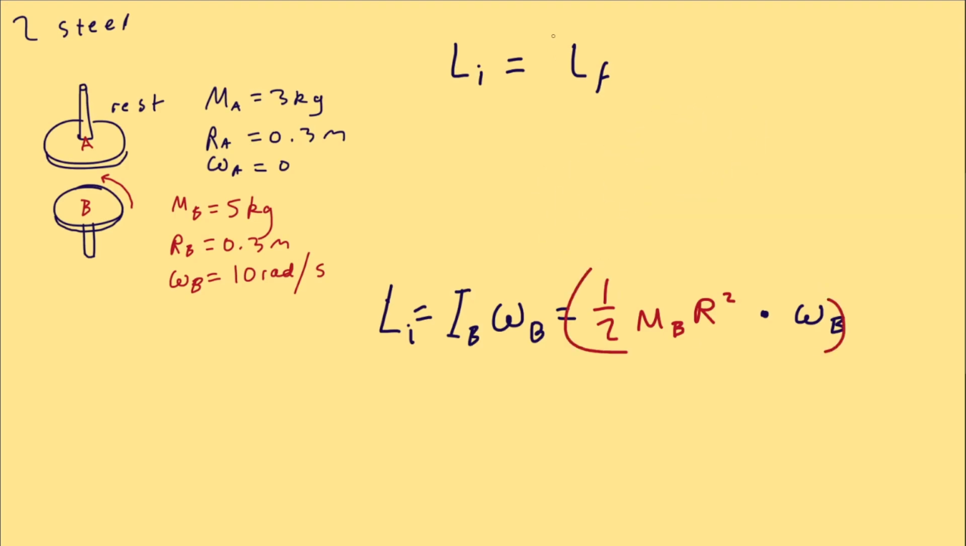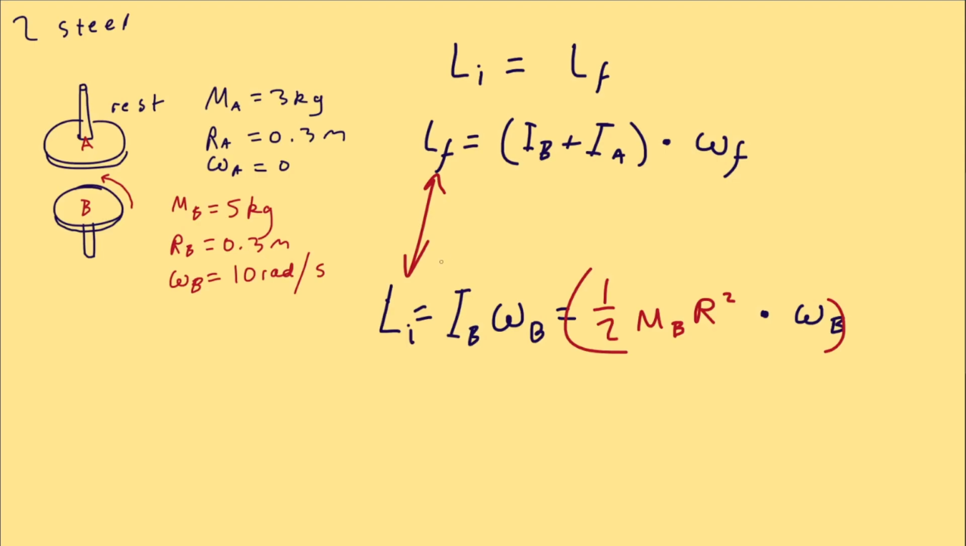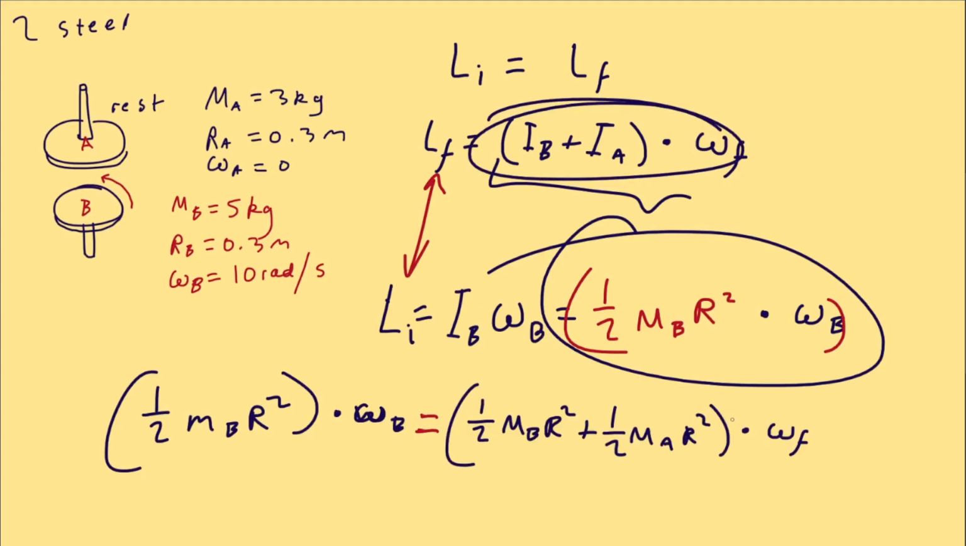Now we have to find the final momentum. After they lock together, the masses combine. So we would write it as the inertia of B plus the inertia of A multiplied by the final angular velocity. We consider their inertia as one object because they lock onto each other. Now, let's set up our equation so they're equal to each other. So we can write initial momentum equals final momentum, this. And all we've done here is expand the moment of inertia into the cylinder expression.